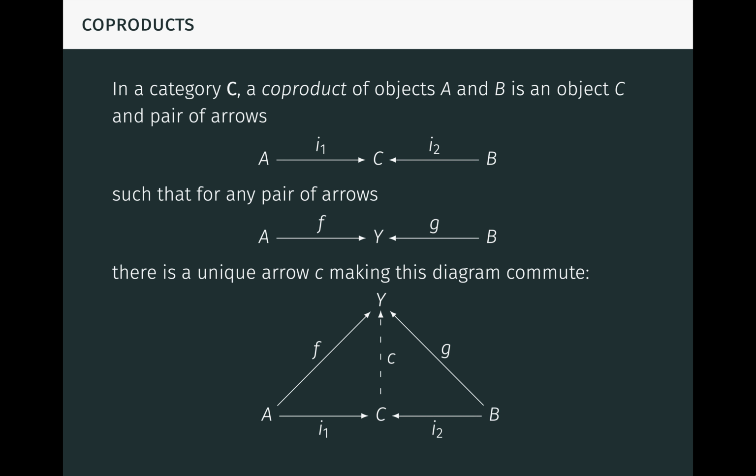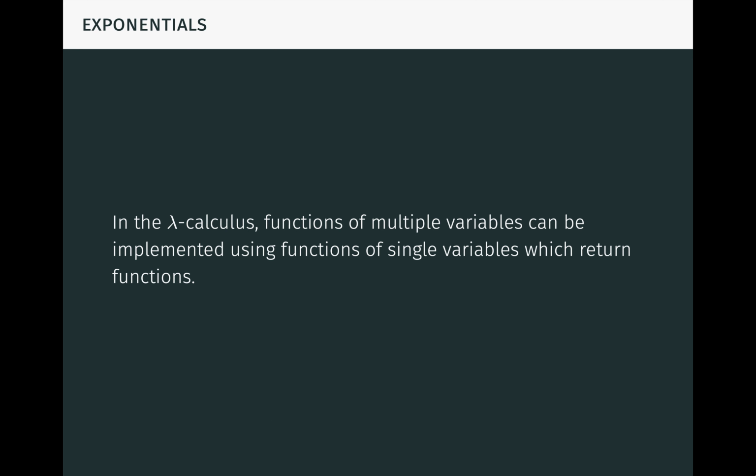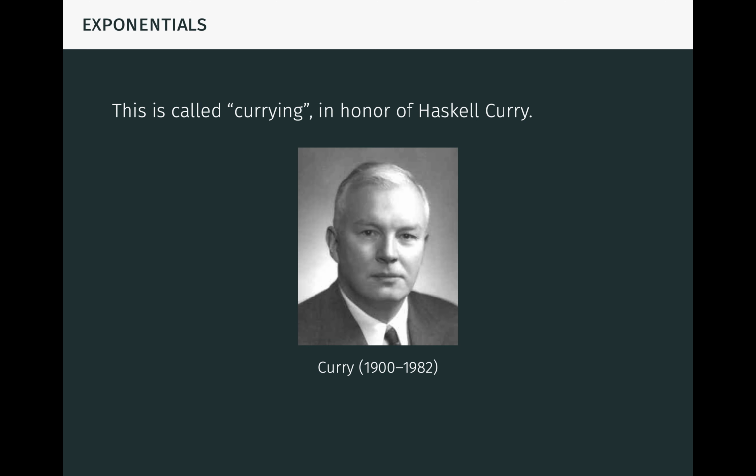Rather than doing that in this video, we instead turn to another important example of a universal property which occurs in programming. In the Lambda calculus and functional programming languages more generally, functions of multiple variables can be implemented using functions of single variables which return functions. This technique is called currying, in honor of the mathematician Haskell Curry. By the way, the programming language Haskell is also named after him, but you really know you've made it when your name is in lowercase.